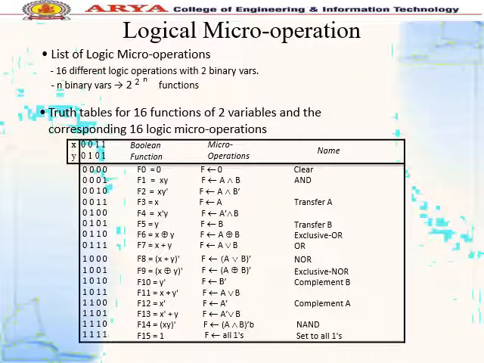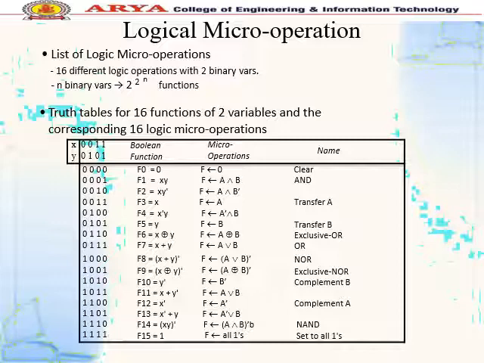Logical microoperation. The list of logic microoperations: 16 different logic operations with two binary variables. For n binary variables, there are 2 to the power 2 to the n functions. Truth table for 16 functions of two variables and the corresponding 16 logic microoperations. In this table there are the Boolean function, microoperation, and the name of the operation. F0 is equal to 0, it means clear. F1 is equal to xy, this is the AND operation.